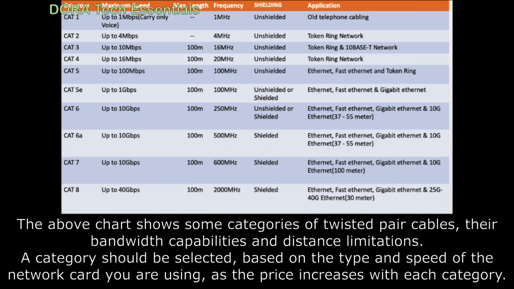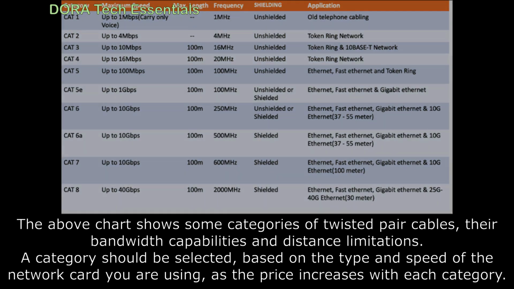The above chart shows some categories of twisted pair cables, their bandwidth capabilities and distance limitations. A category should be selected based on the type and speed of the network card you are using, as the price increases with each category.